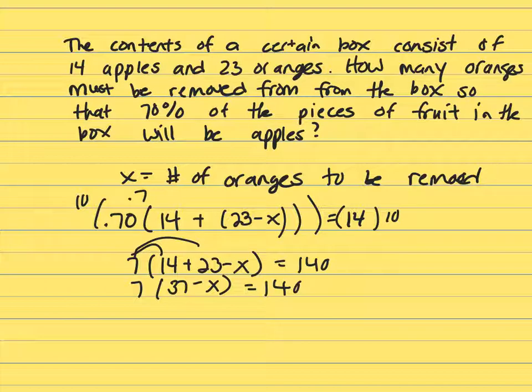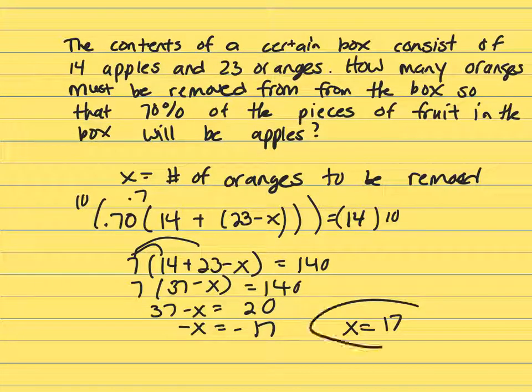larger. I don't want my numbers to get larger. Because see, if you look now, if you divide both sides by 7, 7 will go into 140. So that's going to give you 20. And then negative X equal 20 minus 37 is negative 17. X equals 17 for the number of oranges to be removed.